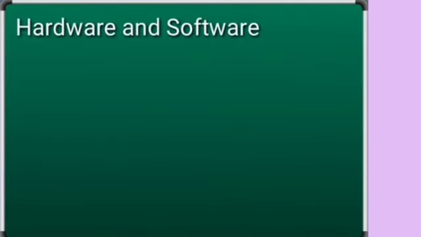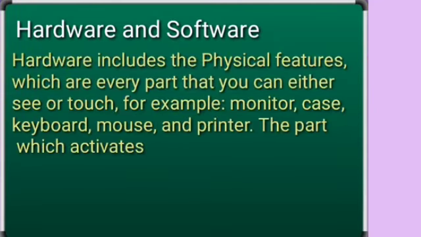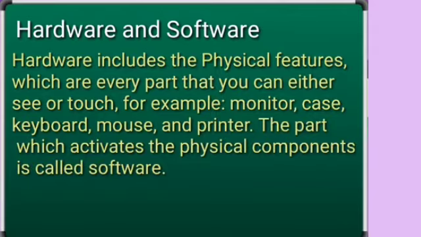Forward to the next topic, we will discuss hardware and software, which are the parts of the computer. Hardware are the physical tangible components of the computer which you can see and touch, like monitor, keyboard, mouse, printer. Now software are the logical parts of the computer which activate the physical part to work. So with the help of software only we can work with the hardware devices of the computer.